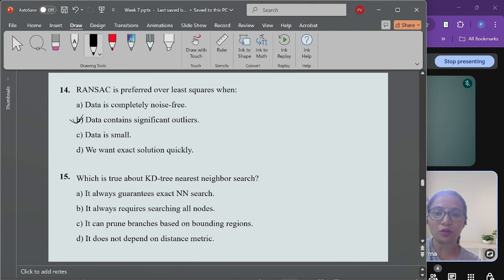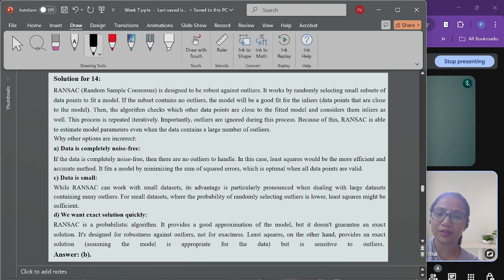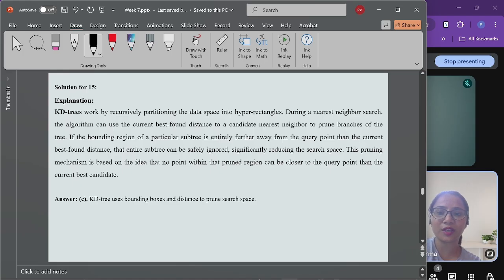Now the next question is: which is true about KD tree nearest neighbor search? Option A, it always guarantees exact nearest neighbor search. Option B, it always requires searching all nodes. Option C, it can prune branches based on the bounding regions, or option D, it does not depend on the distance metric. So let's go to the solution or explanation.